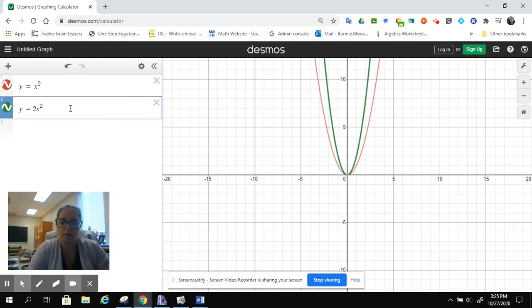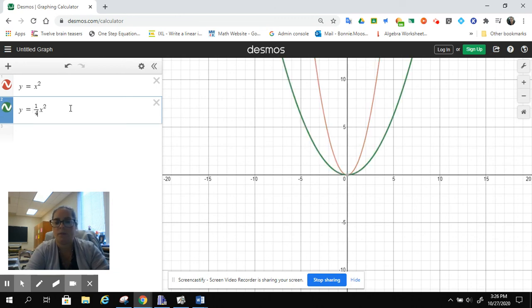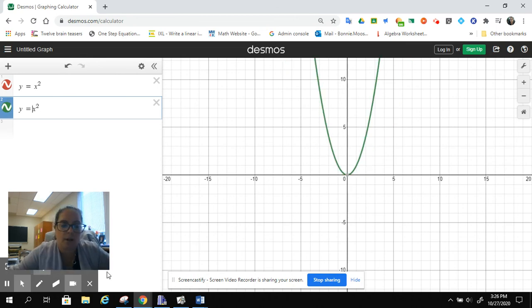Well, what happens if I make it bigger? Ooh, what did that do? What about if I make it even bigger? Okay. How does it compare? What if I made it a smaller number, like 1/4? Ooh, okay. So you're going to discover what happens with these graphs.